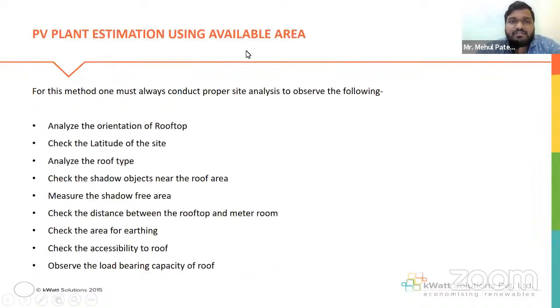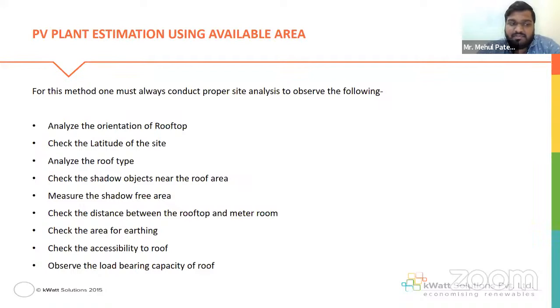Yeah. Second thing, it is plant estimation using the available area. So the first thing we saw was using the electricity bill. Second, using the available area. Like I was saying, the physical presence of the surveyor is important over here at the client premises. All the time you won't be getting the client premises as an open area, open rooftop, or open land.